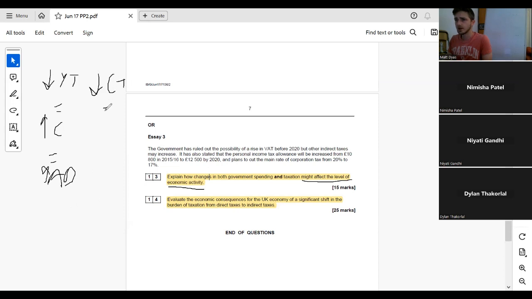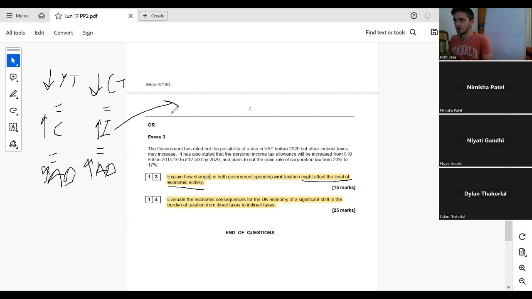Decreased corporation tax means more retained profits for firms. They'll have more money left over after the government takes their share of the profits. That means they could afford to invest more, and that means increased AD. So that's one way we could do it.